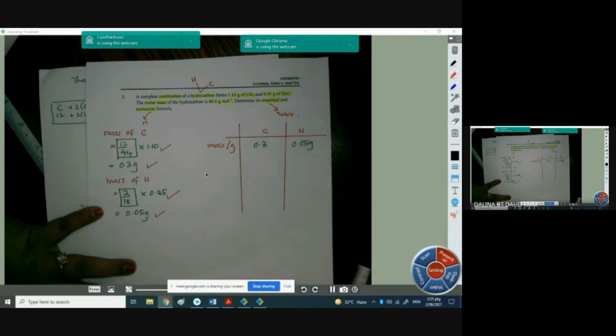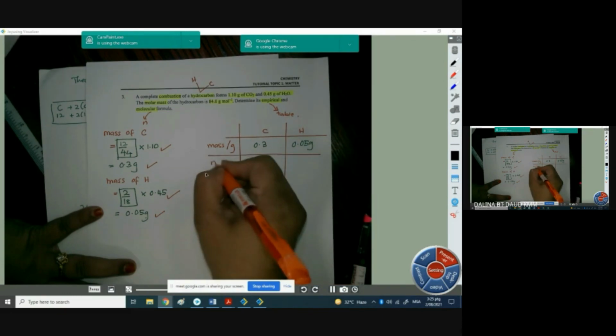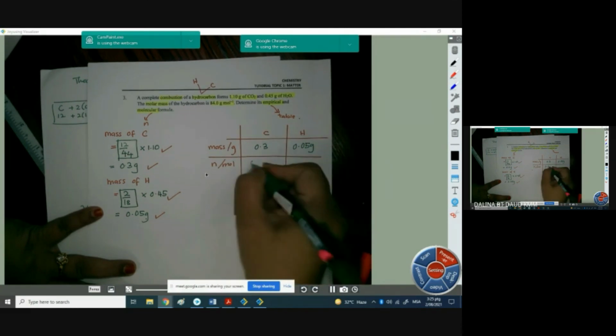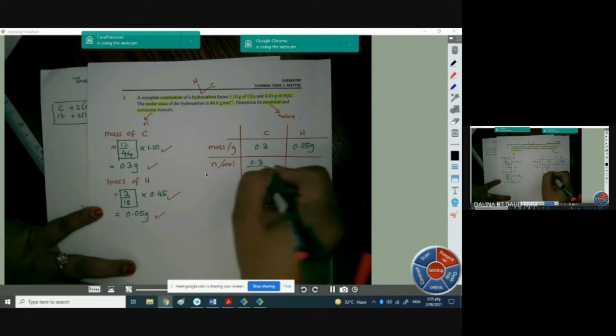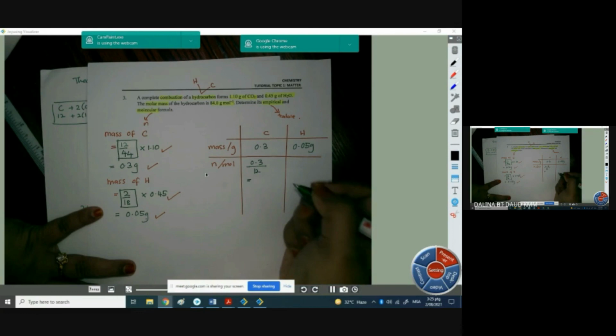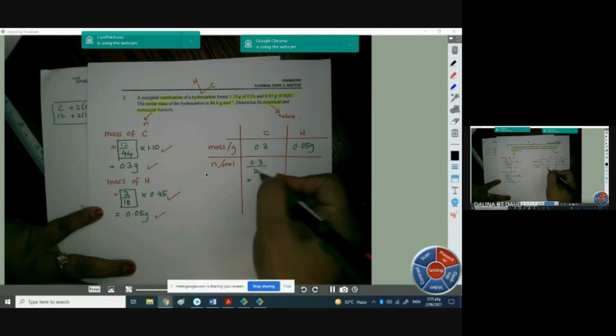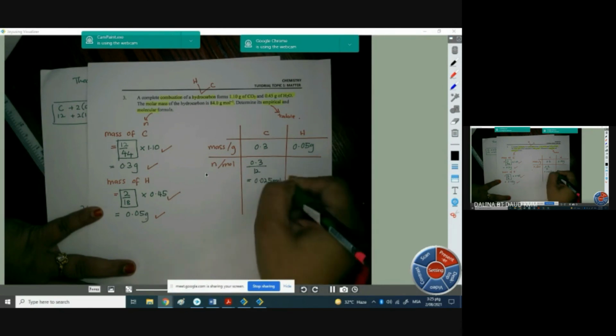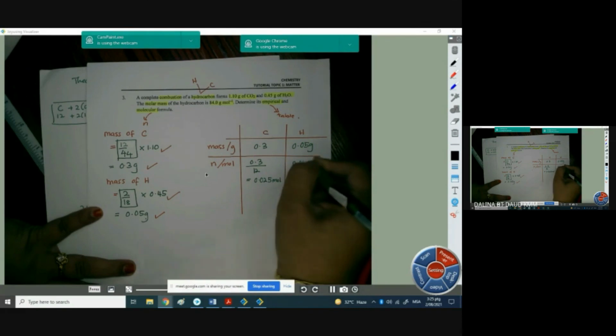So now you can fill the table. So we have 0.3 gram of carbon and we have 0.05 gram of hydrogen. For mole, we have 0.3 divide 12. Mass bagi molar mass, so you will get 0.025 mole. Okay, 0.05 divide 1, so you will get 0.05 mole.